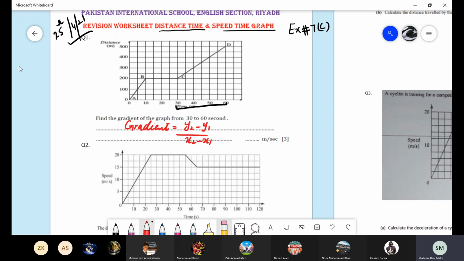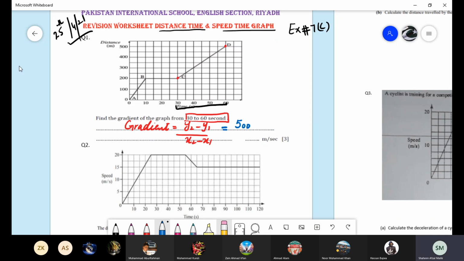The question is, you have to find out the gradient of the graph from which point? From 30 to 60 seconds. This is the distance and this is the time, given in seconds. You have to find the gradient of this line from point C to point D. So can you tell me from point C to point D, what is the y2? The y value is this one, 500.